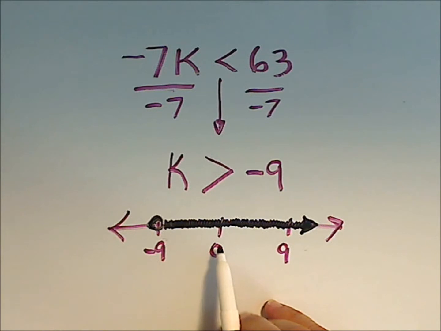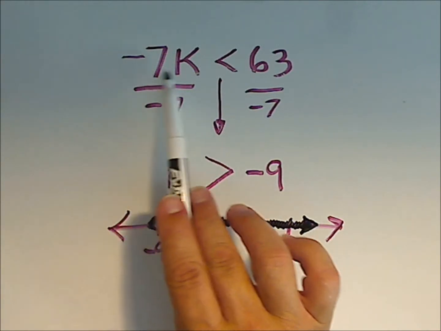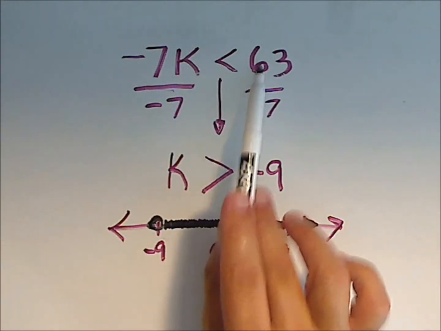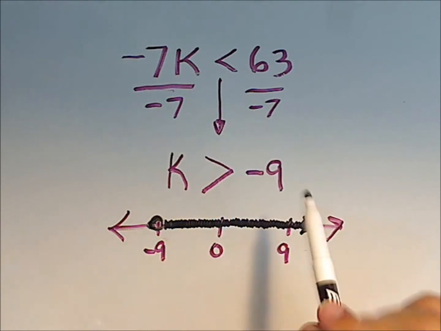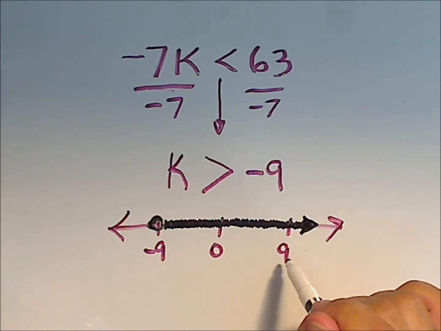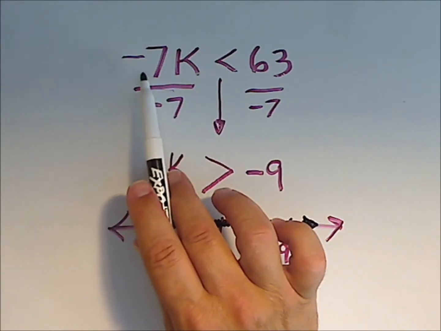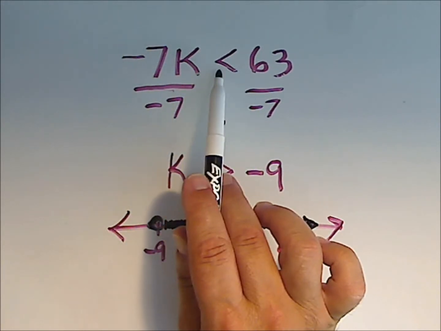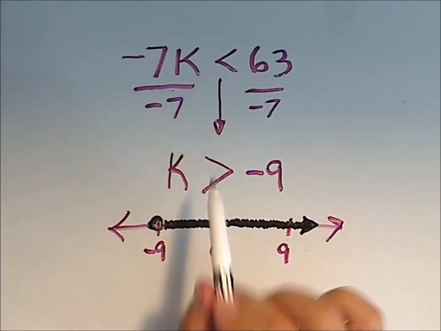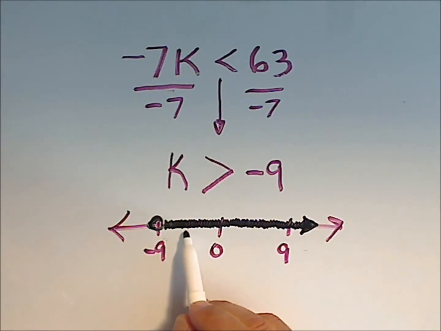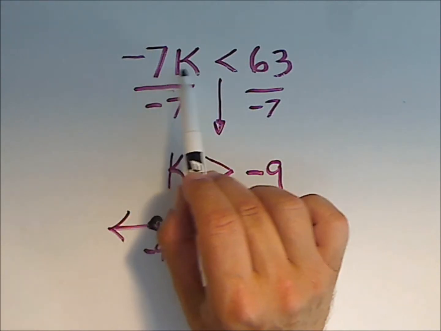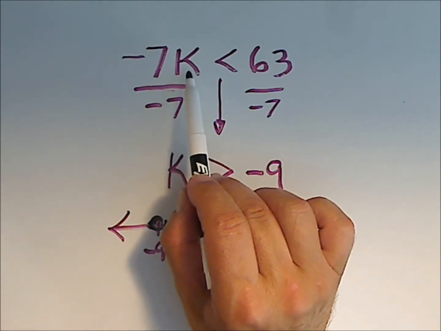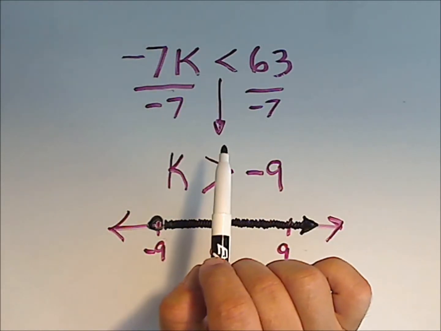Let's try a 0. Negative 7 times 0 is 0. 0 is certainly less than 63. Let's try 9. Negative 7 times 9 is negative 63. Negative 63 is definitely less than 63. You know, negative 5 would work in here. Negative 7 times negative 5 is a positive 35. That's certainly less than 63.